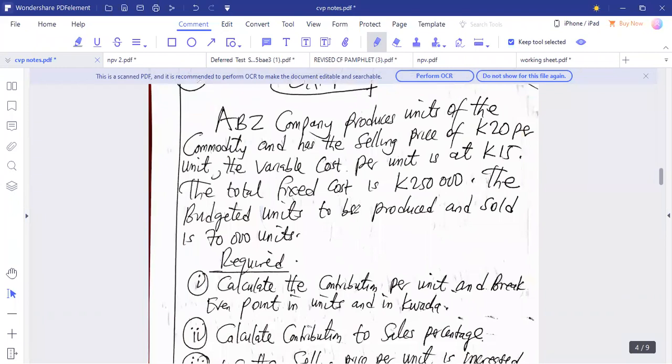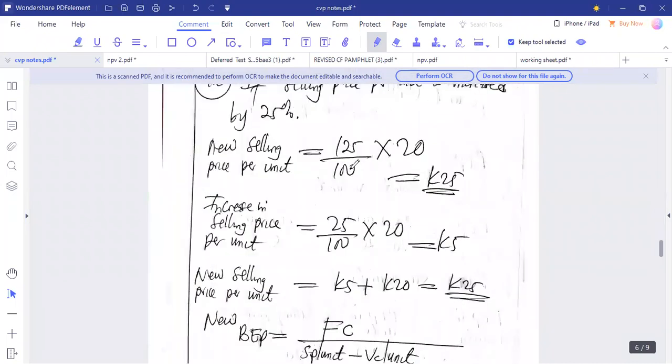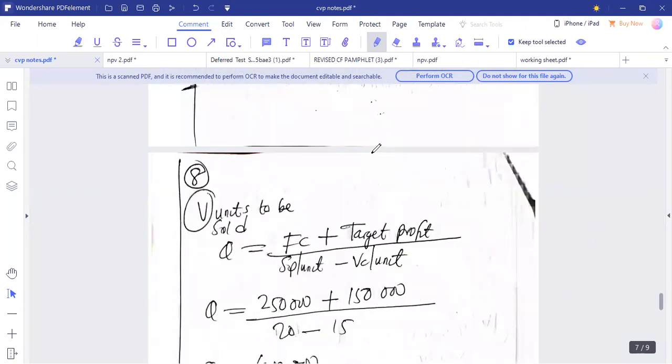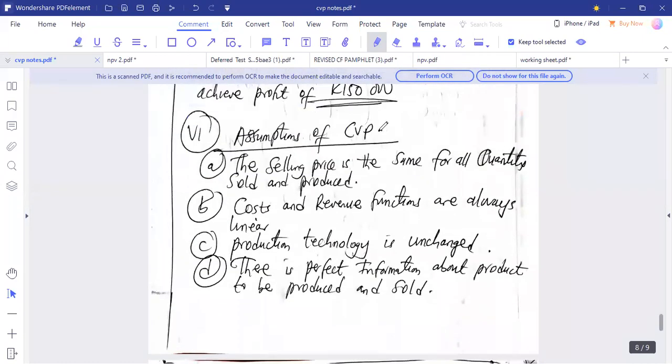Now, we can get to a detailed example of an exam-type question. But before that, let's look at the assumptions of CVP. What are the assumptions of CVP? The first assumption is that the selling price is the same for all quantities sold and produced. That is number one, the first assumption of CVP, cost volume profit.